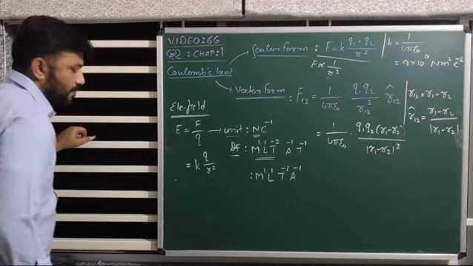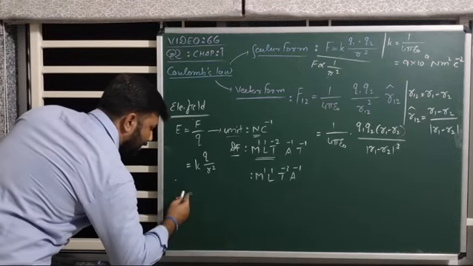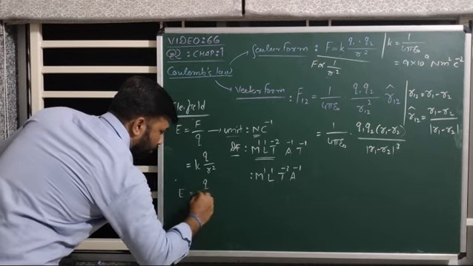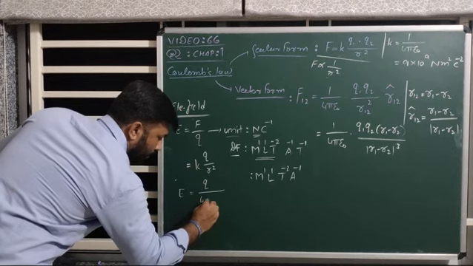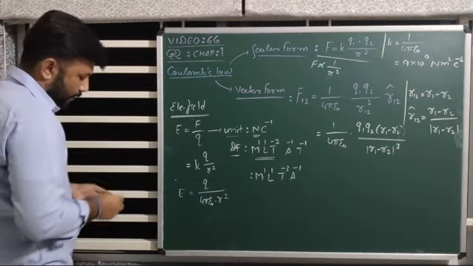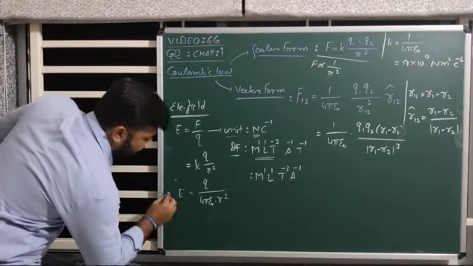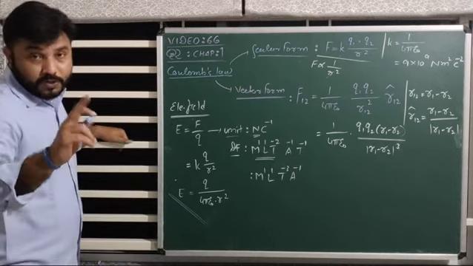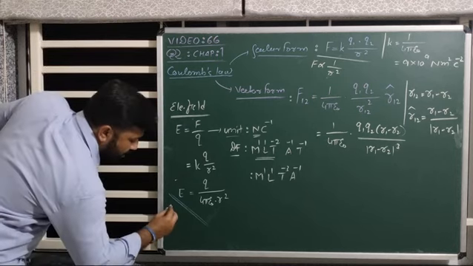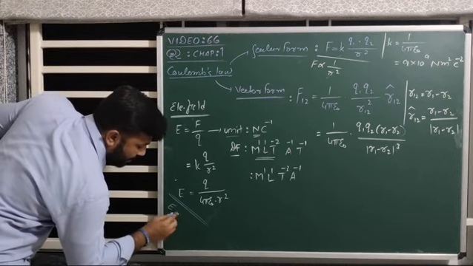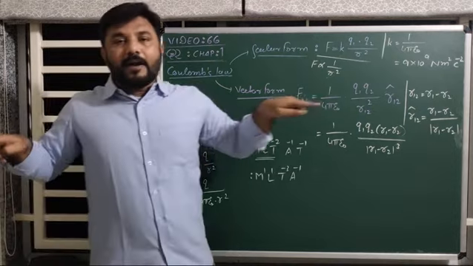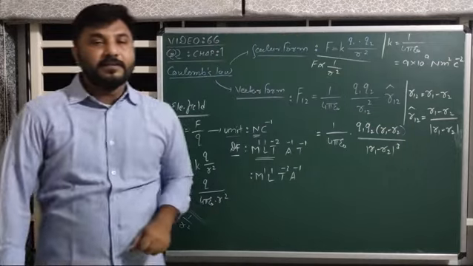KQ by R square, and put the value of K. You will get the equation of E. E is equal to Q, value of K, 4 pi epsilon 0 multiplied by R square. This we have seen in our regular school also, because this was already completed before the lockdown. Clear? So here also you can see that electric field is inversely proportional to R square. So as R increases, electric field decreases.